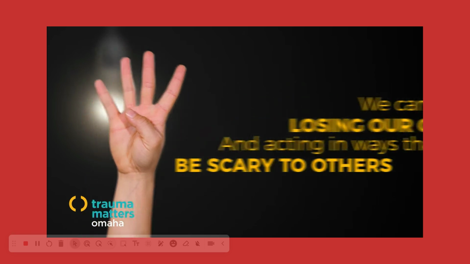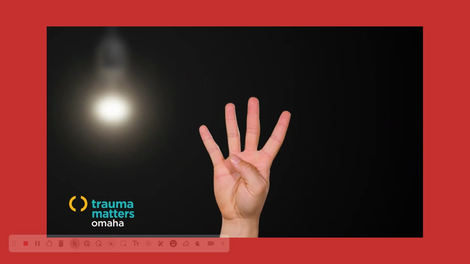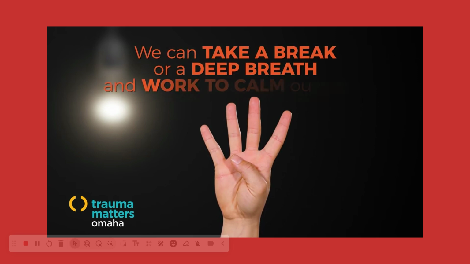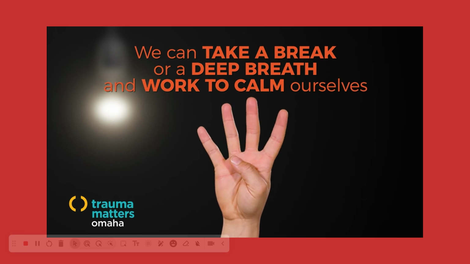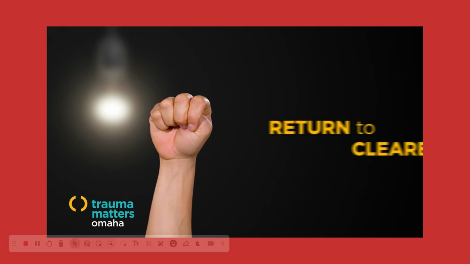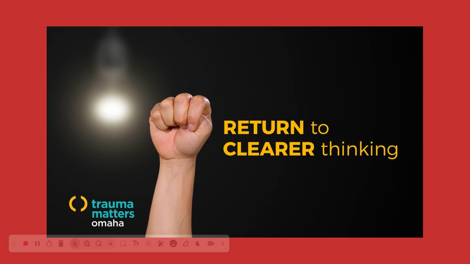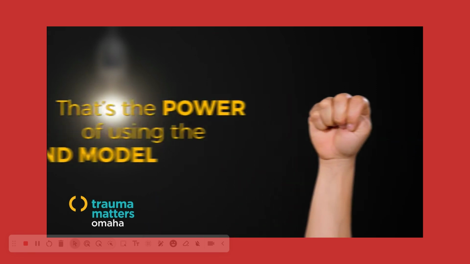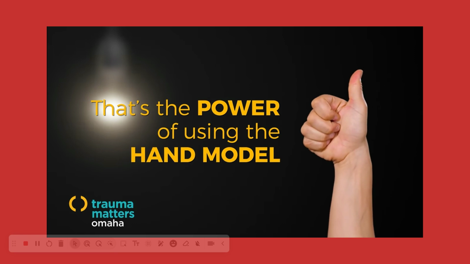By visualizing our lid flipping and noticing when our emotions are rising, we can take a break or a deep breath and work to calm ourselves, giving our brainstem a chance to regulate our body and allowing us to actually change what the brain does and return to the clearer thinking of the prefrontal cortex. That's the power of using the hand model for ourselves and as a learning tool for our children.